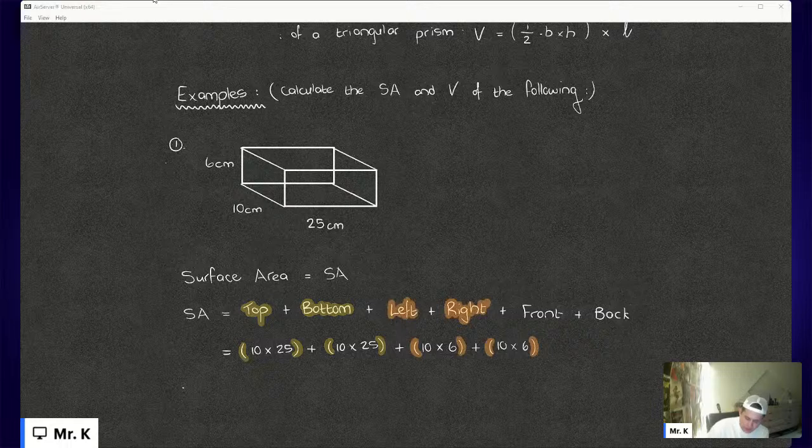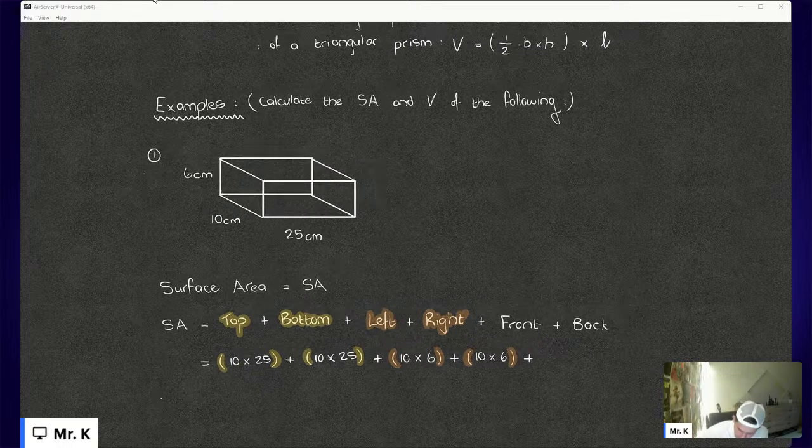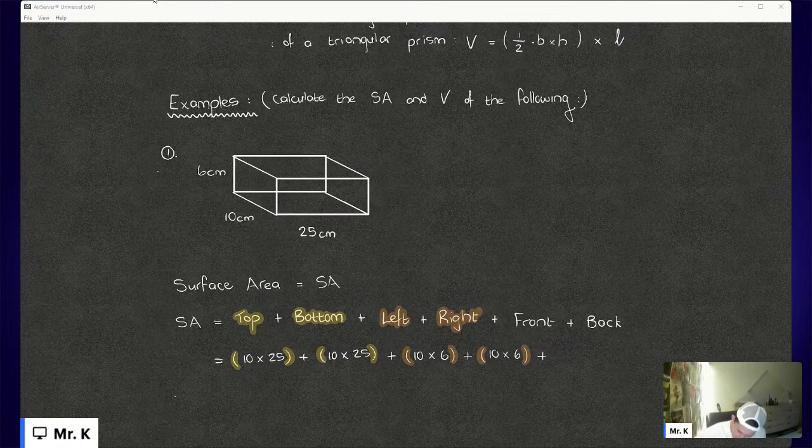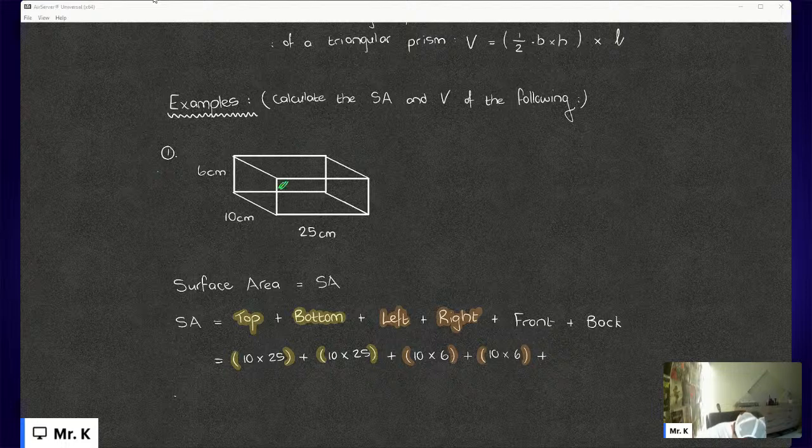Finally, that leaves us with the rectangle at the front and at the back of our shape. So, looking at our rectangular prism, I now need this rectangle over here in the front, as well as this rectangle over here at the back. Right? I need both of these rectangles.